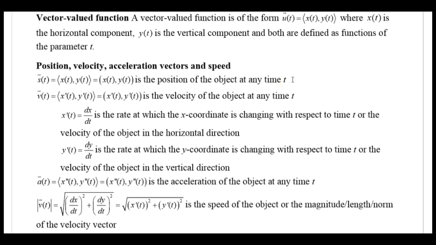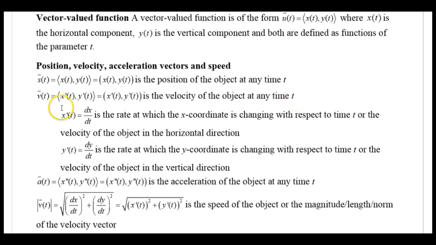And then how do we go from position to velocity? We take the derivative. The nice thing is we can take the derivative of each component individually. Each component is its own function of t. So we take the derivative, <x prime of t, y prime of t>. And that is the velocity of the object at any time t.